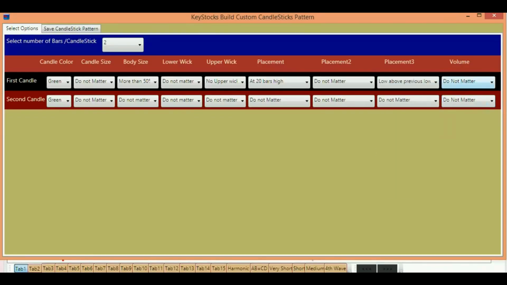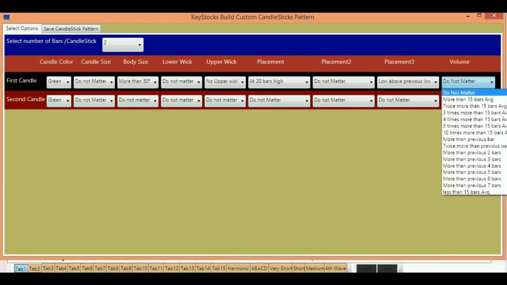Last option is volume. We can also set what kind of volume behavior we want in particular candles. All these 9 options come with a do not matter choice.